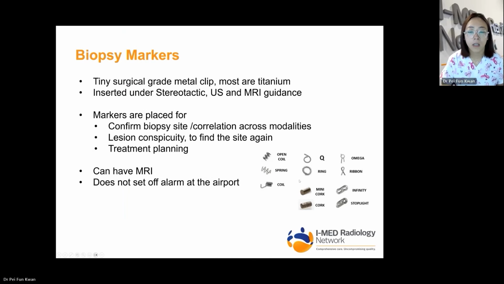And these markers are so small and they're not magnetic. They are titanium, and your patient can have MRI scan and MRI breast. We often do that MRI after inserting clips, and you can reassure your patient that these markers are not going to set off the alarm at the airport, and nobody needs to know about this metalware apart from the breast surgeons and the breast radiologist.